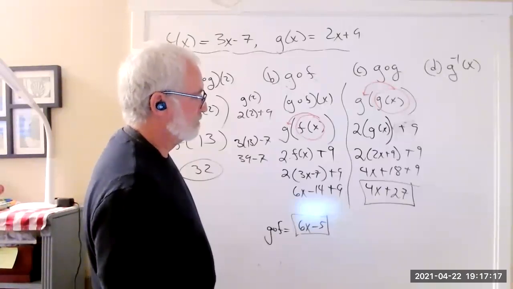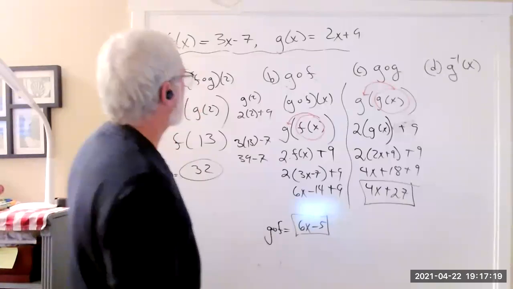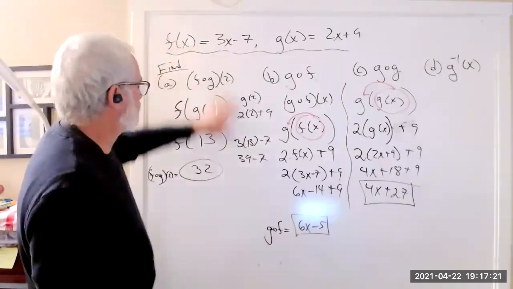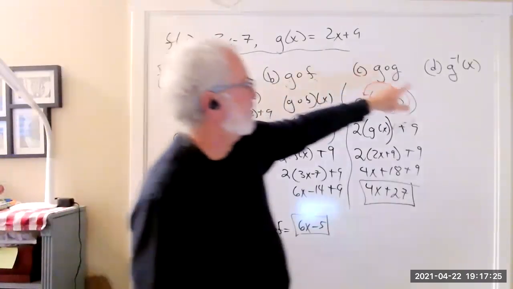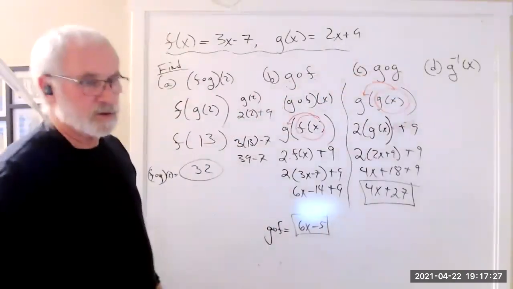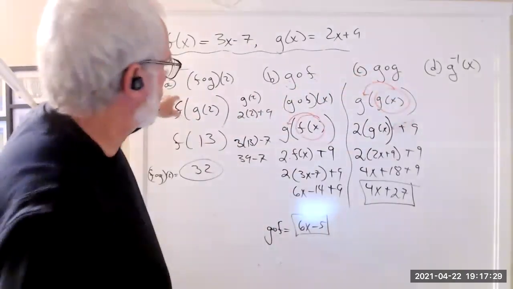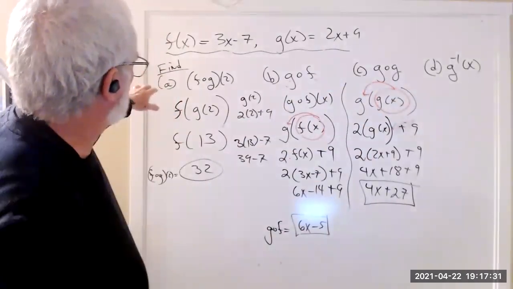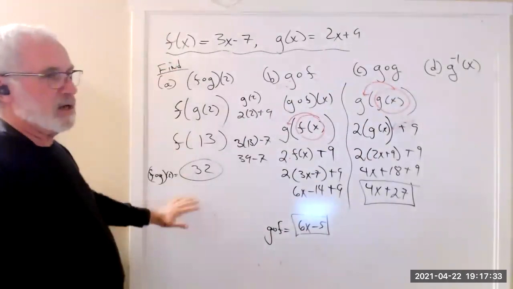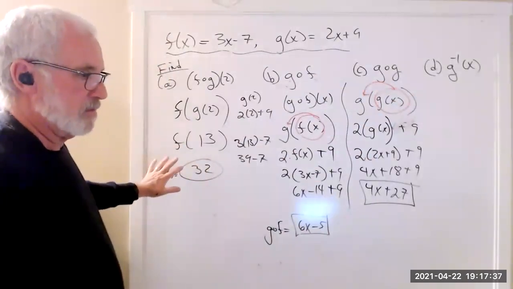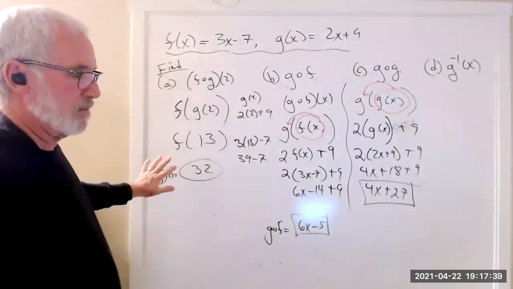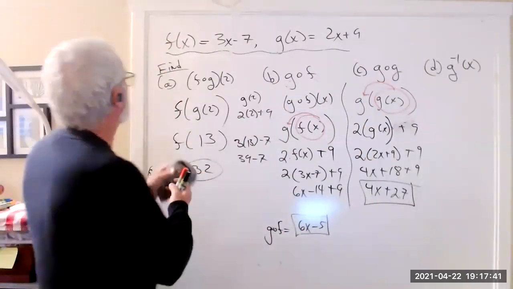How are we doing? I'd like to erase this first problem, F circle G of 2. I don't have enough room to do it over here. So can I erase problem A? Is anybody still writing this down? I'm good. Okay, all right, here we go.